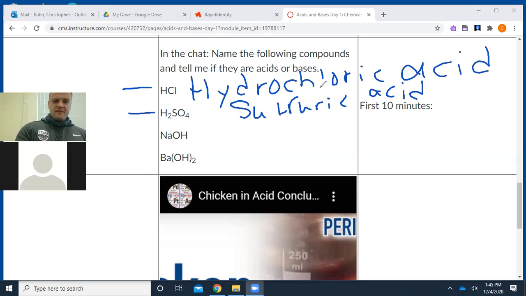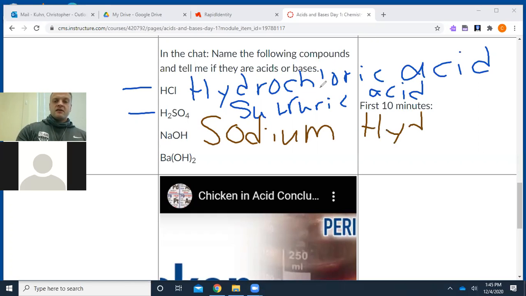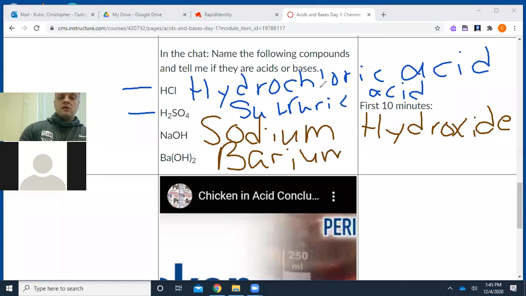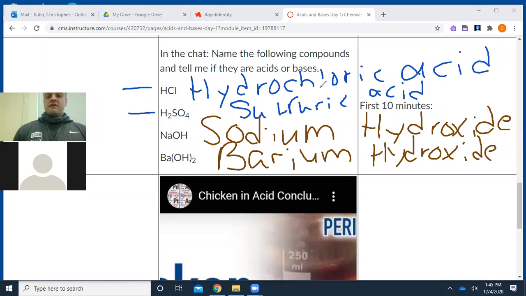But for this, all you have to do is put the name of the first element and then you just put hydroxide. So sodium hydroxide, Drano, things like that, drain cleaners, oven cleaners, stuff like that. And then this guy is barium hydroxide. All right, and so it's pretty simple. And you got to make sure you swap and drop the charges. And we also talked about that.